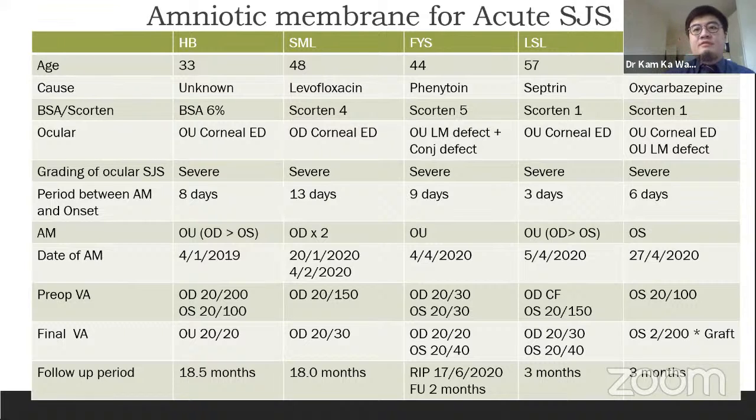So, a summary slide for all the 5 patients that I just presented. All of them had severe ocular SJS according to Gregory's classification. We put the membrane within 2 weeks. Some of them had both eyes, some of them had unilateral. And the vision, all of them except for the last lady had vision outcome of more than 20/40. And right now we have an average follow-up period of about 9 to 10 months.